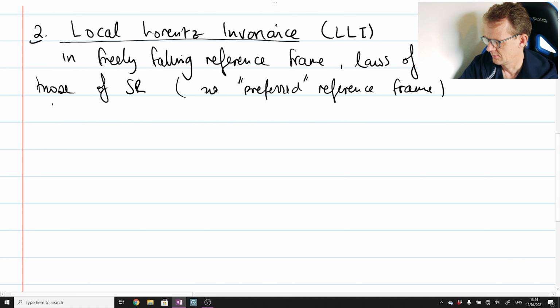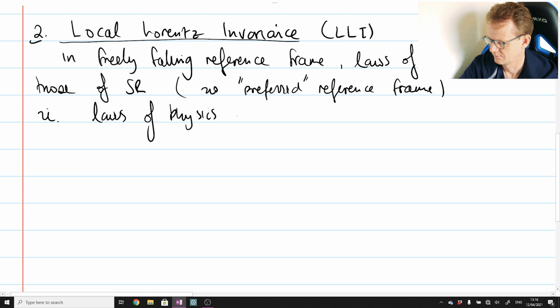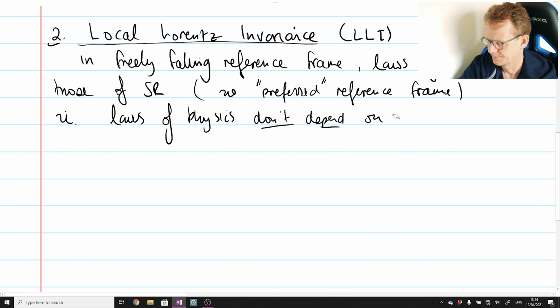So the laws of physics, in particular, don't depend on velocity or rotation or orientation.